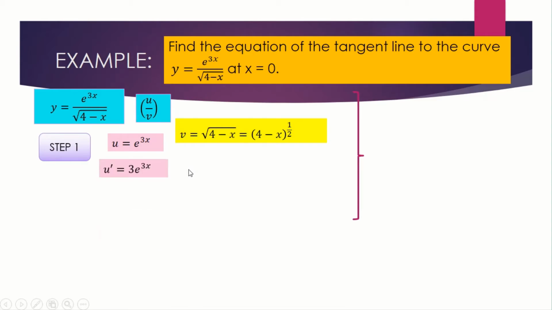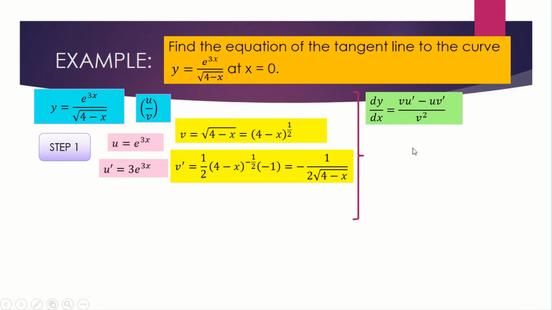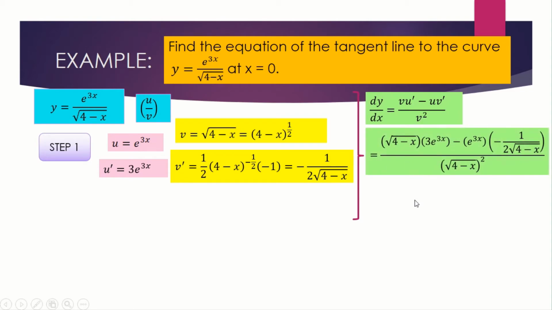After that, we differentiate u to get u prime, 3e to the power of 3x, and we differentiate v to get v prime, which is negative 1 over 2 square root of 4 minus x. We use the chain rule to get v prime. Now, since y is in the form of a quotient, we use the quotient rule formula to find dy/dx: v u prime minus u v prime, divided by v squared. Then we substitute u, v, u prime and v prime into the formula for dy/dx.